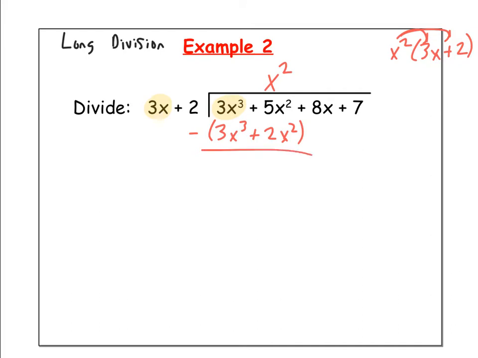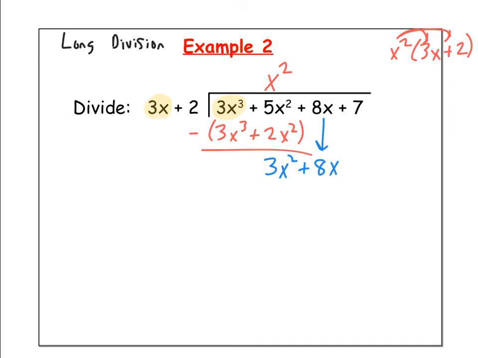Okay, so the 3x cubed minus 3x cubed cancels out. Now I have 5x squared take away 2x squared. That's going to become 3x squared. And we always bring down the next term. Okay, so it's exactly the same as when you did long division back in the day. You just got to be extra careful with these.